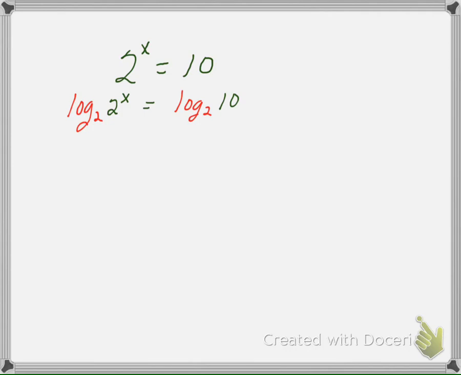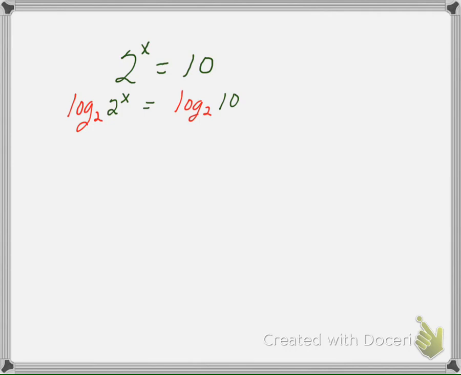So in red there, I have what I'm doing to both sides. I'm doing the log with base 2 on both sides. I still have 2 to the x on the left and a 10 on the right. So the rules of algebra say that as long as I am performing the same operation on both the left and the right side of the equal sign, then that's okay, right? That's legal.